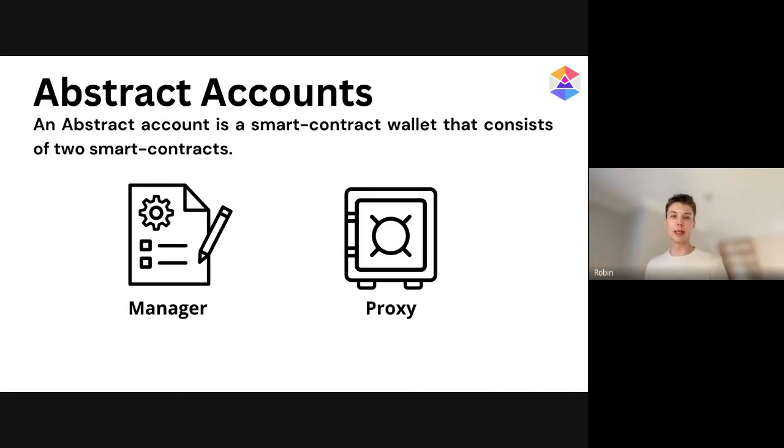And how do we do that? How do we implement account abstraction in Abstract? Well, we create these Abstract accounts, and they consist of two smart contracts. We have the manager smart contract and the proxy smart contract.